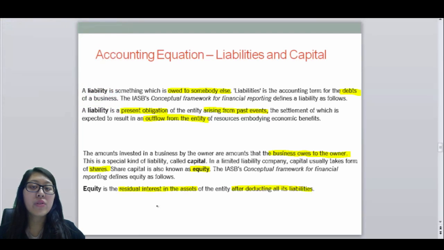So when we refer to the accounting equation, which was assets is equal to liabilities plus capital, then if you move the liabilities and deduct that from the assets, you will get capital. Capital also means net assets or equity. So I shall list them down here.